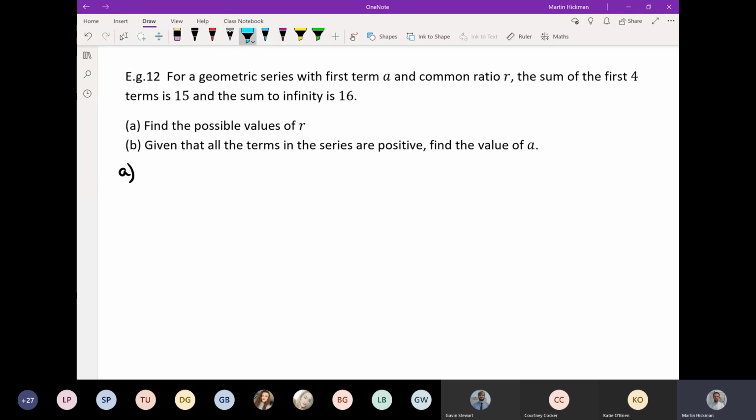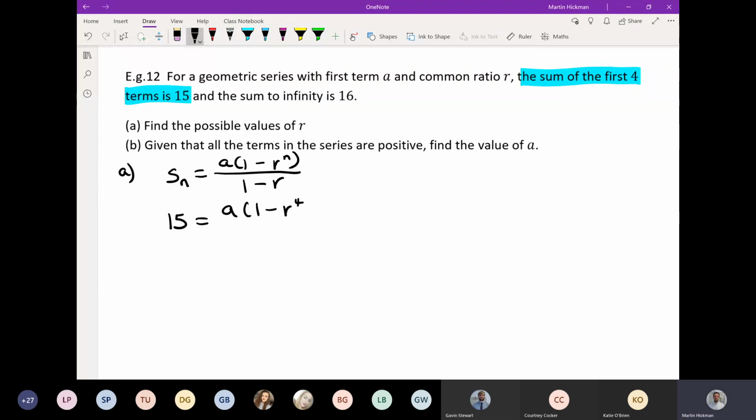Now, the first thing I want to look at is the sum of the first 4 terms is 15. So for this, I just need to use the formula for the sum of any terms in the series. So in this case, I'm just using the fact that the sum of the first 4 terms, so S4, is 15. a, I don't know yet. n is going to be 4 here. And yet again, r, I don't know. So from that first piece of information I've highlighted in blue, that is what I can write down as a formula. And then we're going to write down the sum to infinity is 16.